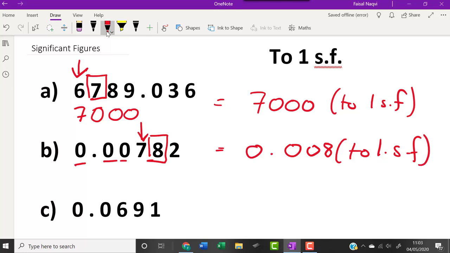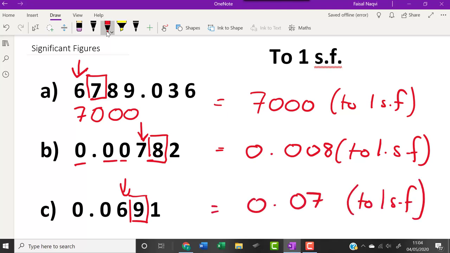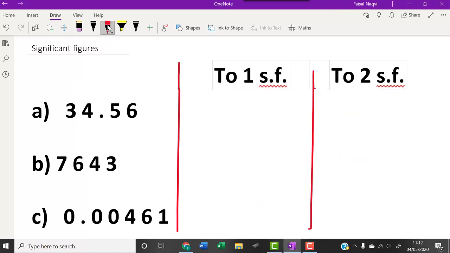In the last one, the first significant figure is the 6. The 9 is the deciding number. That tells me to round the 6 up, so that becomes 0.07 to one significant figure. Have a go at these examples. Now I want you to round to one significant figure, but then have a go at rounding to two significant figures, and then we'll go through them in just a few seconds.